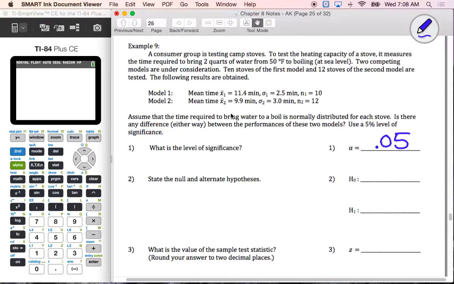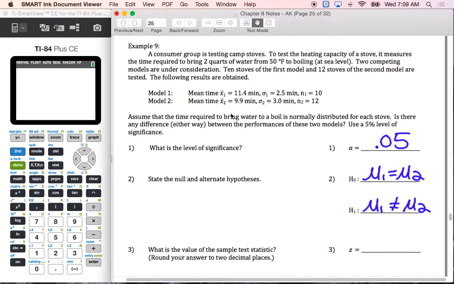Your null, like I said, every time: mu1 equals mu2. Now we are testing that there is a difference. So if there's a difference, we're saying mu1 doesn't equal mu2. Remember, the doesn't equal is always a part of our difference.